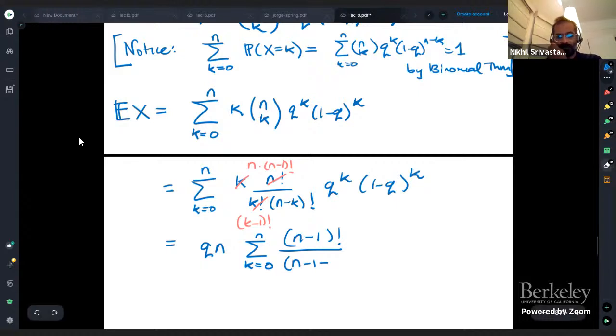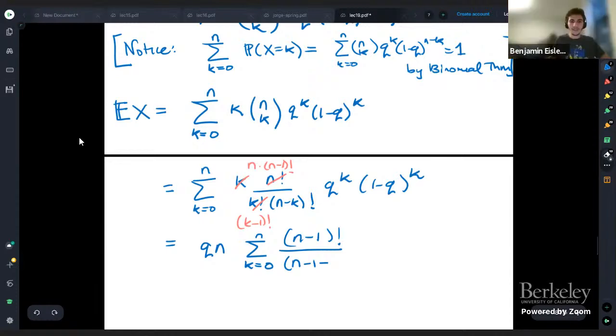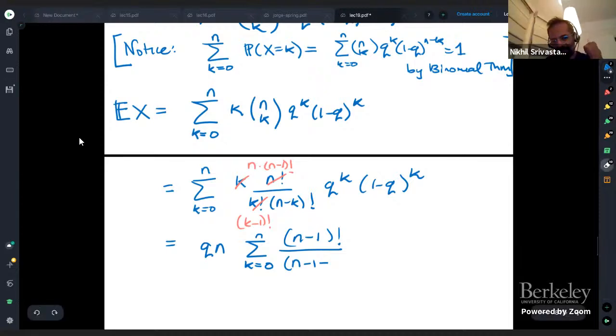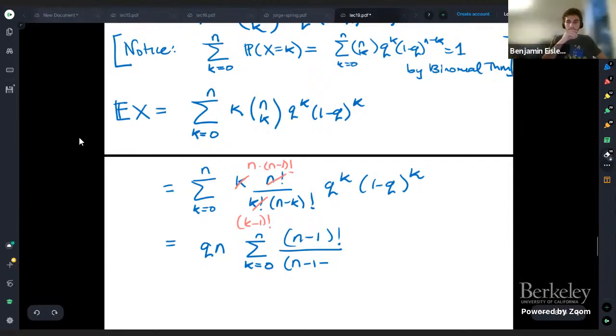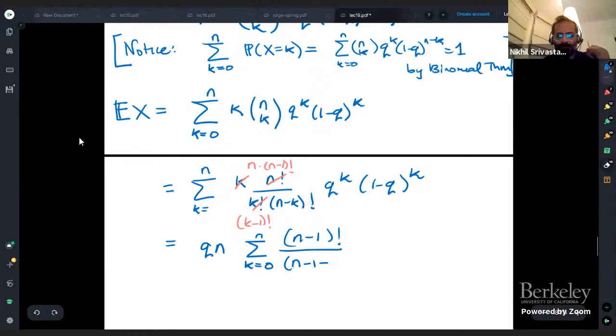No, sorry. Well, okay, I'm balking a little bit because what is k minus 1 factorial when k is 0? That's not so great, right? But we can just drop the k equals 0 case, because when k is equal to 0, this whole thing works out to be 0, like the top line. So when k is 0, this whole thing is 0, so we can just start at k equals 1.